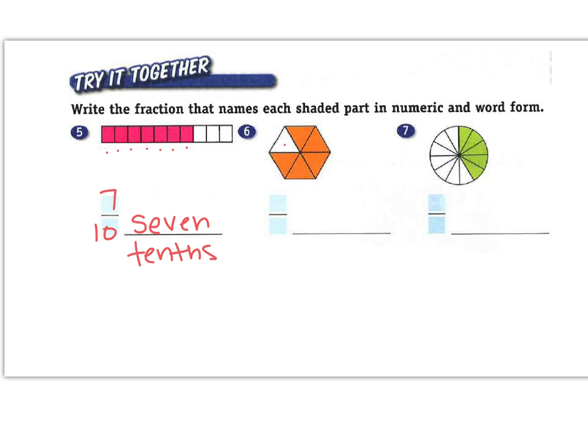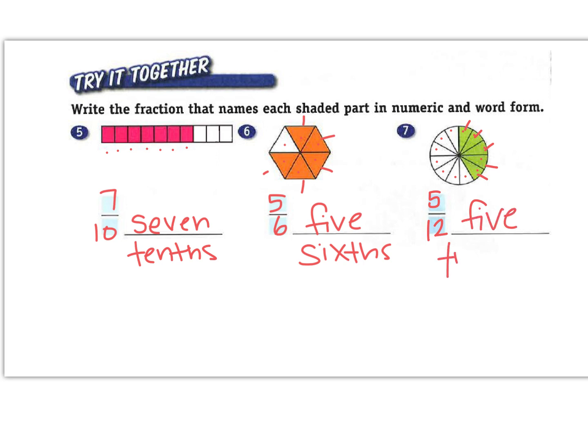Here, number 6, we have 6 parts of the whole, and 5 are shaded in. So we would say that is 5/6. And the last one, number 7, let's count all the pieces. 1, 2, 3, 4, 5, 6, 7, 8, 9, 10, 11, 12. 12. And then shaded, we have 5. So we would say this is 5/12.